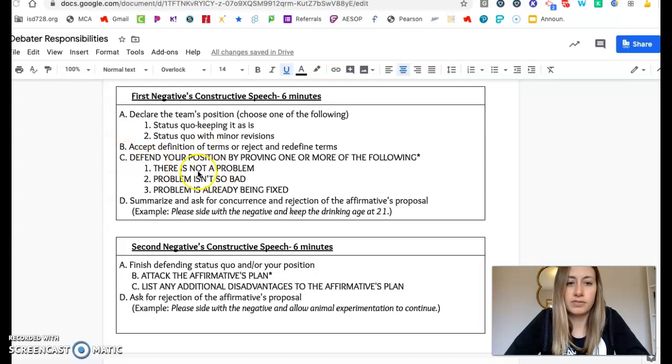The most important part for first negative is to defend your position by proving one or more of the following. There is not a problem, so there are no problems right now. Number two, the problem isn't so bad. Or maybe the problem is already being fixed. Maybe there's already something in place that is working on fixing the problem with the law, and so you don't even need a new plan because there's already something being worked towards. Again, explain and ask for concurrence. For example, please side with the negative and keep the drinking age at 21. Whatever your position is, ask the audience to side with you.